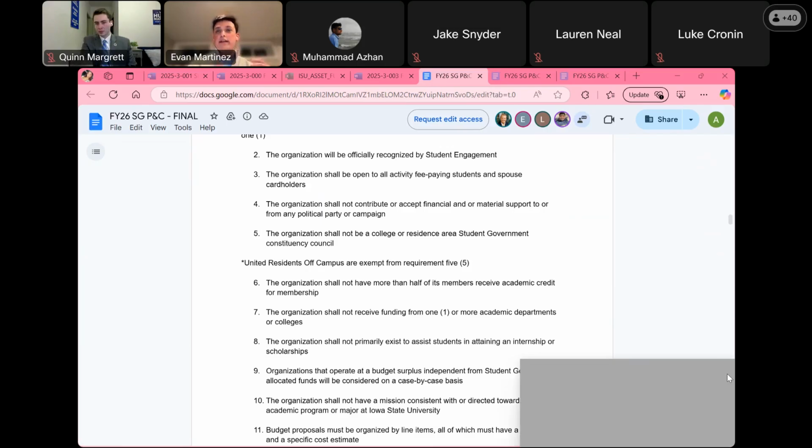Oh, if an organization is granted funding from an academic college or department, then that likely means that organization's purpose is closely aligned to that academic college or department. And the reason that's there is because we want student orgs who come to get funding from student government to be open to everyone, and that their purpose is not closely aligned to a specific college or academic area of study. So that's why that limit is put there.